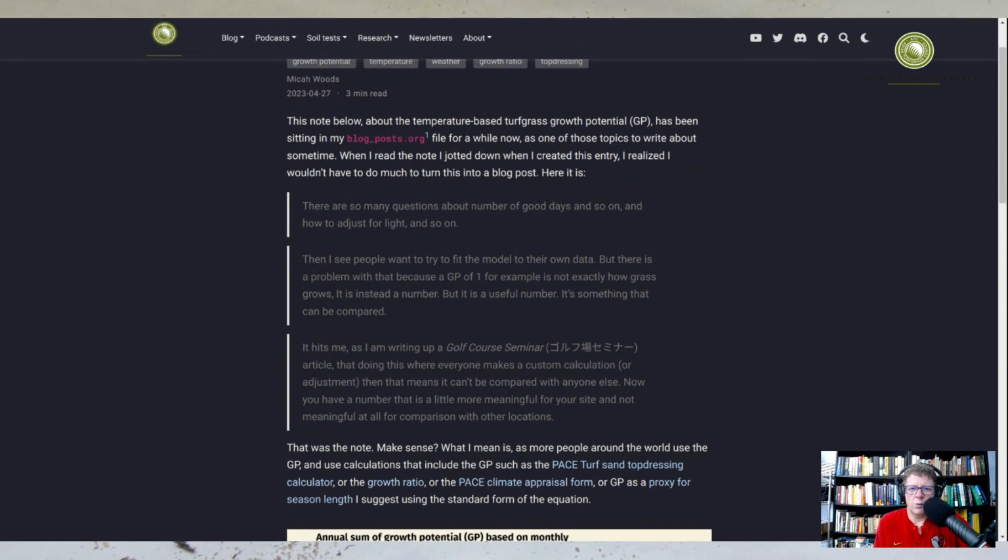Then I see people want to try to fit the model to their own data. But there is a problem with that, because a GP of 1, for example, is not exactly how grass grows. It is instead a number, but it is a useful number. It's something that can be compared.